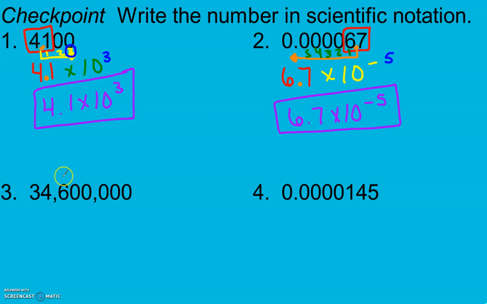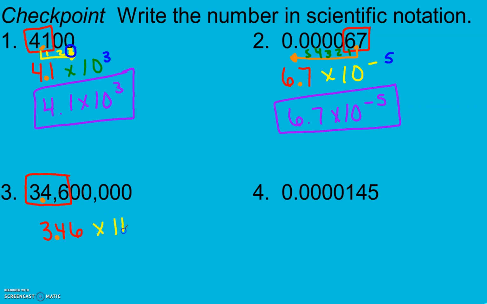Try 3. We care about all the non-zero numbers unless zero's in between them. So if it was like 3046, then we'd care about that 0. But otherwise, we do not. We want exactly one number in front of our decimal, so we put our decimal after our 3.